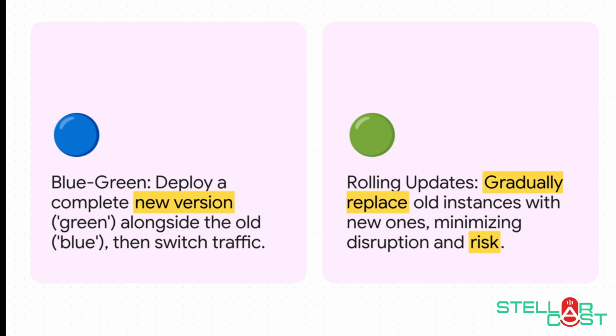Pushing out a new version of your AI can be, well, terrifying. What if there's a bug you missed? That's why we have these safe deployment strategies. With a blue-green deployment, you literally build a complete, identical new version, the green one, right next to the old blue one. Once you're sure it's good, you just flip a switch, and all the traffic goes to the new one instantly. A rolling update is a bit more gradual. You slowly replace the old application instances with new ones, one by one. It might be a little slower, but it's a great way to minimize risk and disruption.